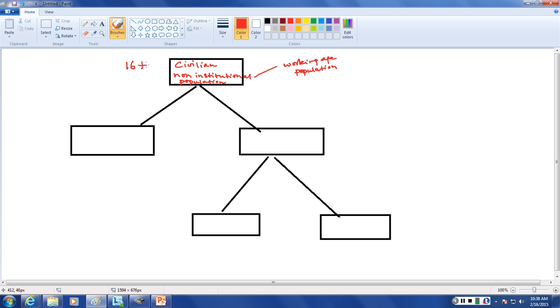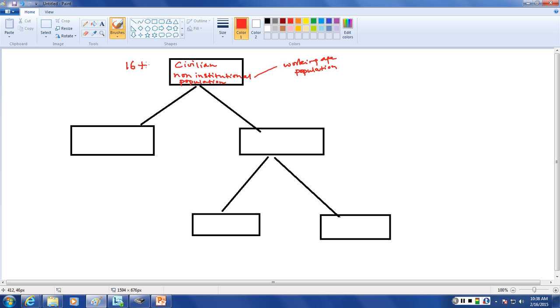So you have to be civilian, you have to be non-institutionalized, and you have to be 16 or older. If you meet these criteria, you are put in that box. Okay? Then, remember, the Bureau of Labor Statistics asks the members of this household questions like, did you work last week? If you did, what kind of work was it? Was it work for somebody else, or was it work in a family business? How many hours did you work? Things of that nature, right?